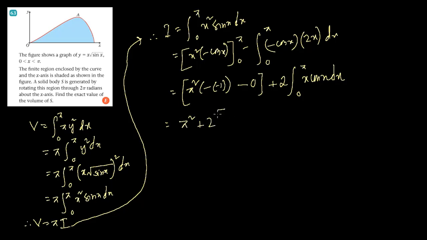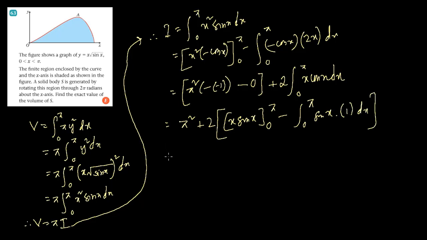Now let's do the integration of this again. So LATE, x is the algebra, so u, v is going to be the integration of dv by dx, so this is going to be sine x. So the limit is from 0 to pi, minus 0 to pi, v is going to be the integration of cos x, which is sine x, and the derivative of u is going to be 1 dx. Okay, so this would be pi squared plus 2.